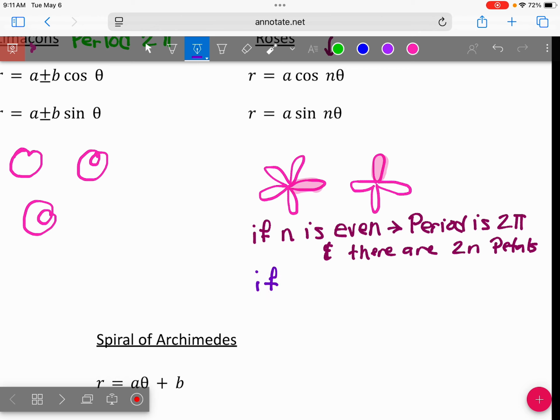All right, so then if n is odd, we have a different option here. Because if n is even, we have a period of 2 pi. If n is odd, we're going to have a period of just pi. And there are n petals. So it doesn't duplicate itself.